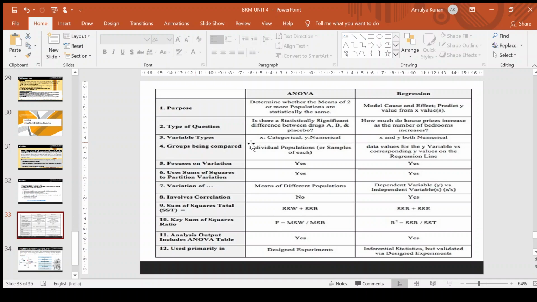Then the variables which we will be using: one will be categorical. For example, what is the impact of A and B on somebody is categorical. So one will be numerical and the other one is categorical. In regression, both will be quantitative, or numerics. In ANOVA, you will be looking into individual populations or big sample subgroups in a large population. And in regression, we will be checking the values of the y variable versus corresponding y values on a regression line. Focuses on variation: yes, in both cases you are looking into the variations. Then the next points are not much important for you. Yes, the variation of means of different populations is getting compared here.